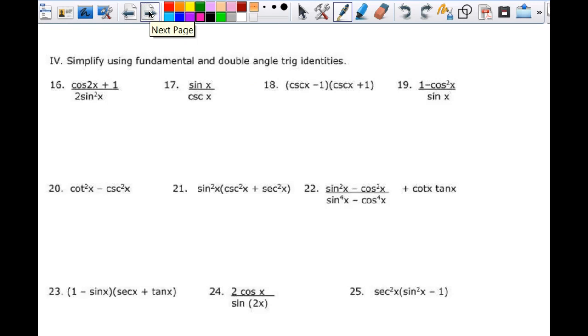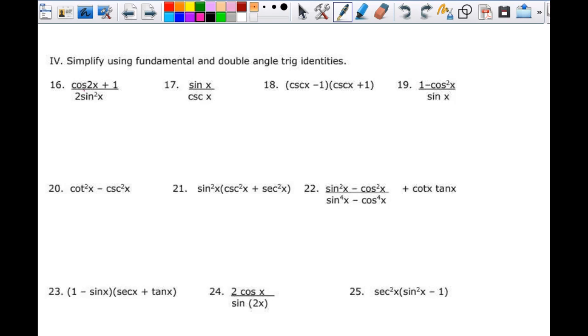So now we're going to simplify using fundamental and double angle trig identities. Now on 16, I saw a few people really struggling with how to start with this. And one of the reasons you struggle with it is because you know you got to substitute that one. But when you substitute for that, you have 3 different choices. And so a lot of people started with substituting with sine, which makes sense because there's a sine in the denominator, but then you don't get very far.